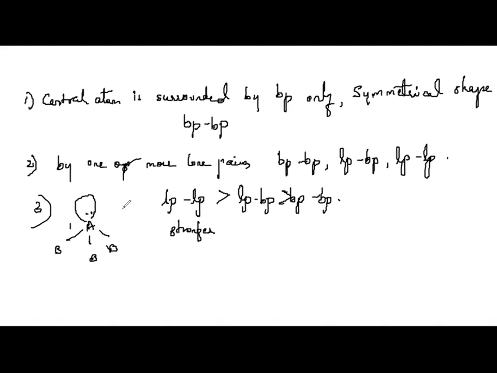So till now, in whatever examples we saw, AB2, AB3, AB4, AB5, AB6 types of molecules, there were only bond pairs. If there is at least one lone pair, as in the case of NH3, where nitrogen has one lone pair, then the lone pair bond pair repulsions will be more than bond pair repulsions. So this will make changes in the geometry. The geometry will change.